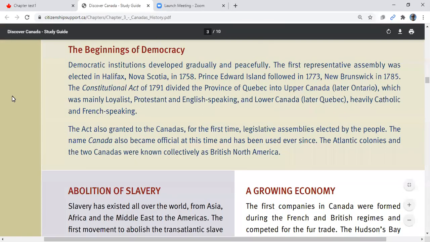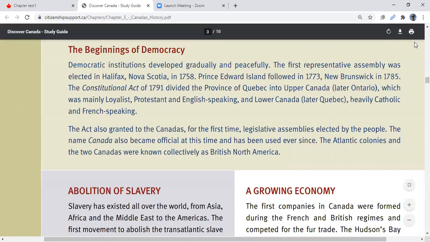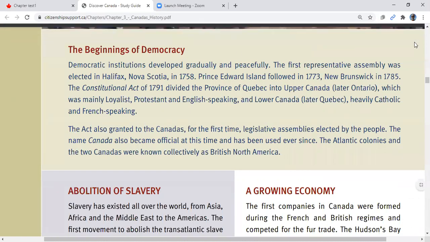Very good. Okay, so we're doing page 16, the beginnings of democracy. Diala, would you like to read the first part where it says beginnings of democracy? Would you like to read that? Okay.